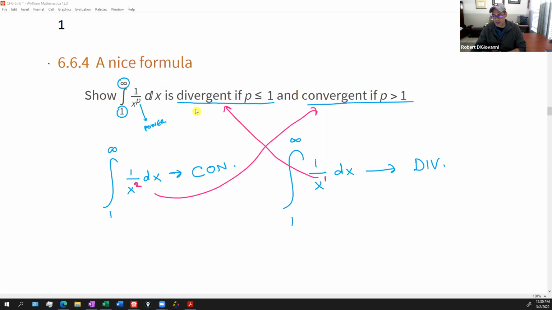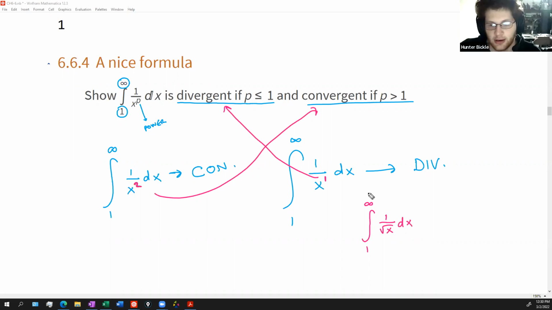I'll give you one more example. Let's say we had the integral of 1 over square root of x dx, going from 1 to infinity. Just tell me whether that converges or diverges. Wouldn't that diverge? Why? Because that's x to the power of 1/2, which is less than 1. The square root means 1/2 power. So 1/2 is less than 1, so it's divergent.